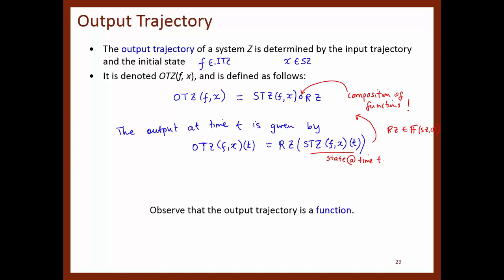The output trajectory of the system Z is determined by the input trajectory and the initial state. It is denoted by OTZ, which is a combination of the functions, or this input trajectory and the initial state, and it's defined as follows. So again, the output trajectory is going to take into account the state transitions and also the input trajectory and the initial state.